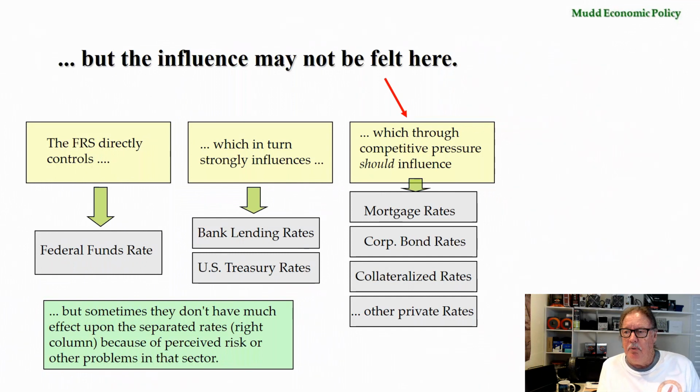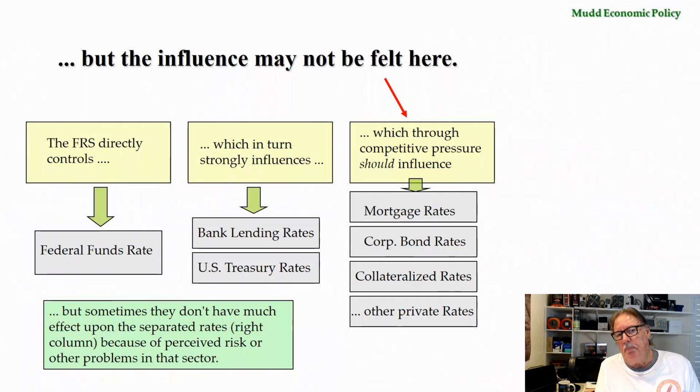So, for example, we say the Federal Reserve directly controls the federal funds rate. It sets it pretty much through open market operations, but also by decree. They say, this is our target, this is where we want it to be, and they get compliance on that. That in turn will strongly influence, because of what open market operations are, bank lending rates and United States Treasury rates. That should be obvious. They're buying United States Treasury securities, so the rates on that are going to be affected. They're taking them off the market.